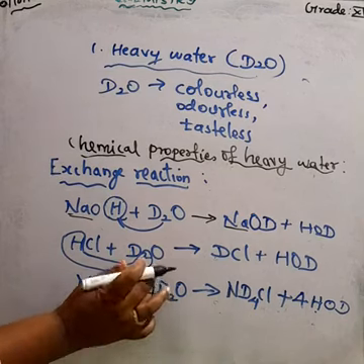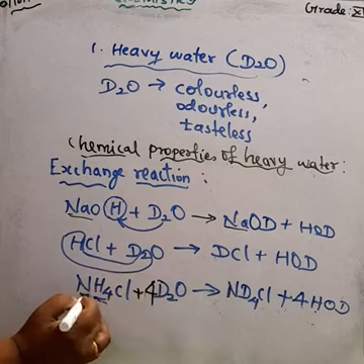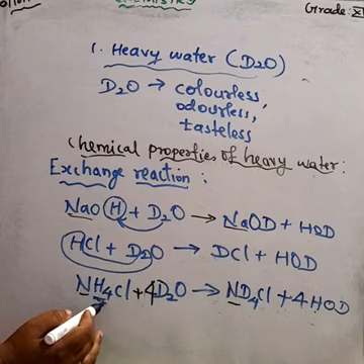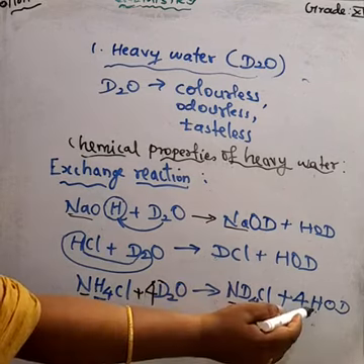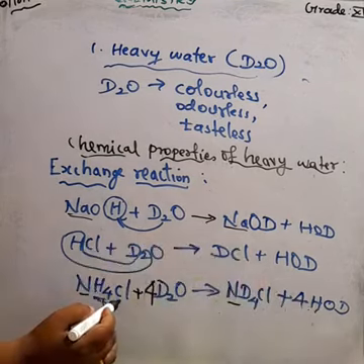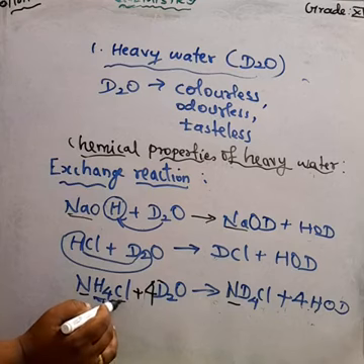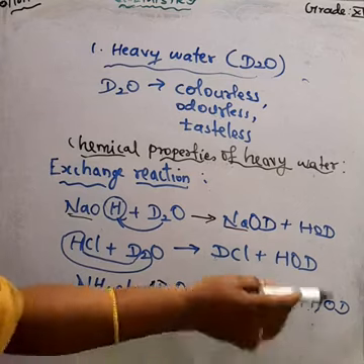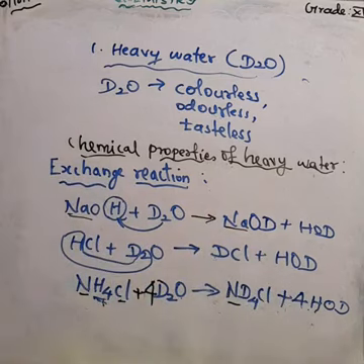Deuterium is balanced now. Nitrogen, only 1 nitrogen here, and here also 1. Hydrogen, how many in total? 4 hydrogen here, and here also 4. Understood? Chlorine, only 1 here, and also only 1 here. Oxygen, 4 oxygen here, and also 4 oxygen here. So these exchange reactions are useful. What are the uses of exchange reactions? These are about the exchange reactions.